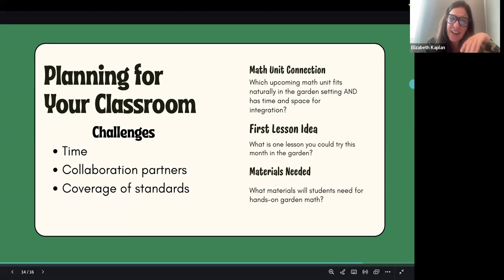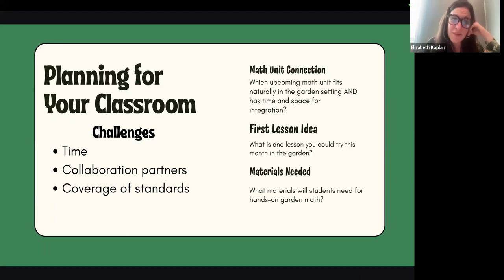First, lesson idea: I'm asking you to think about what is one lesson you could try this month in the garden. I'm going to show you some resources in a minute to help you think about that. And then obviously, materials needed. What materials will students need? We didn't have meter sticks for classrooms a few years ago, and I was like, we need meter sticks. We need them in the garden. We need them in classrooms. There are so many opportunities to break out your meter sticks and measure your garden beds or measure some plants. Having a lot of measurement tools is a one-time buy and really important for integrating math into the garden.